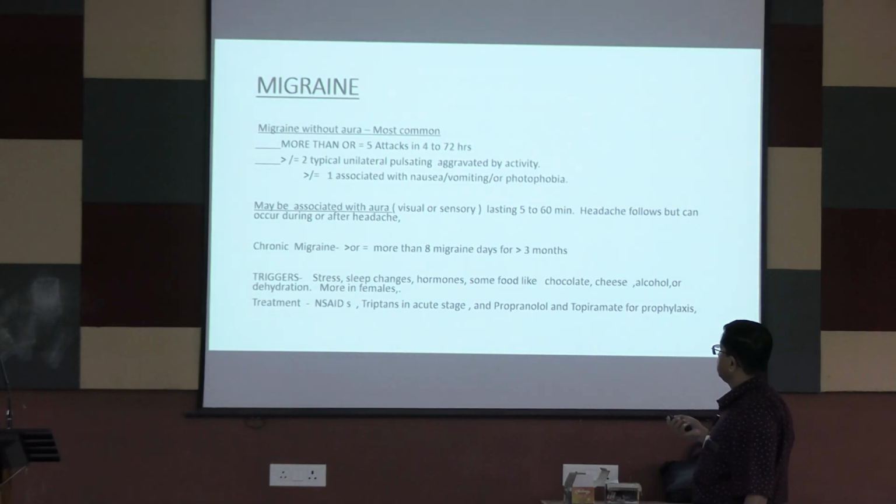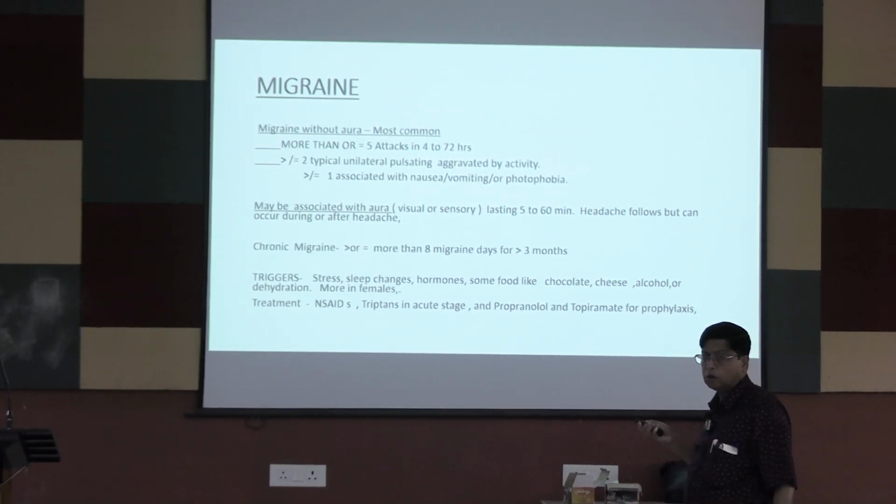Then chronic. What is chronic migraine? We call it chronic migraine when there are 8 migraine days for more than 3 months. In the last 3 months, the patient has had 8 or more migraine days. These are the attacks. The headache persists for 4 hours up to 72 hours. 8 attacks in the last 3 months, we call it chronic migraine. This is important because for chronic migraine we have some drugs to prevent it. That's why it is important to diagnose chronic migraine.